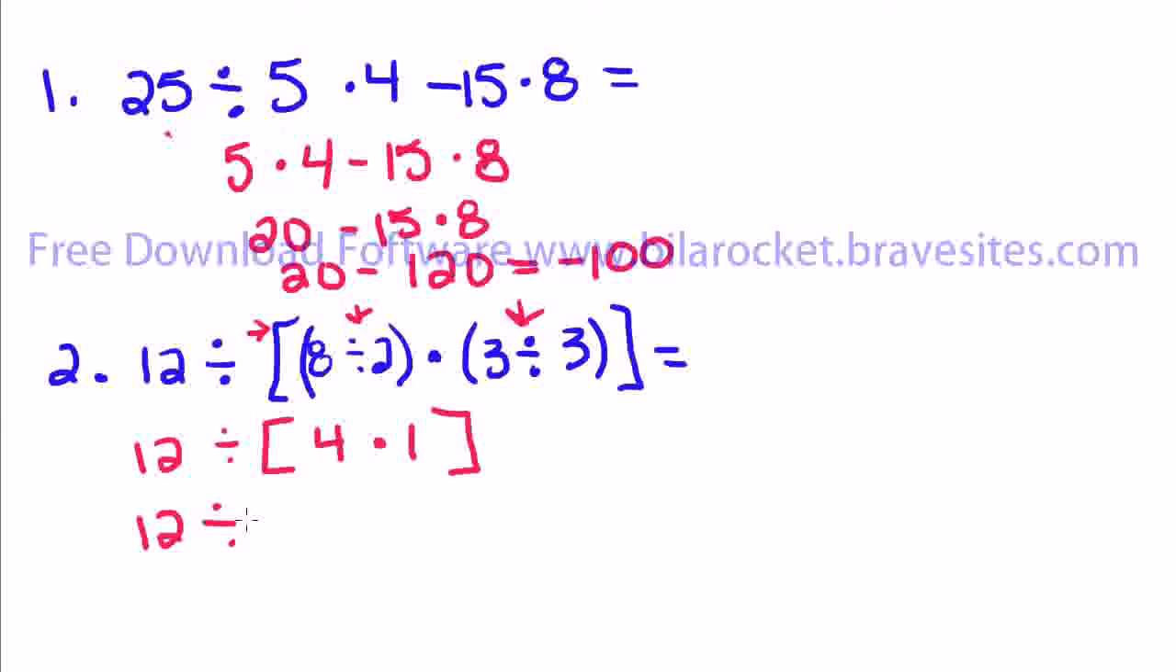So now what we do is what's inside brackets first. So 4 times 1, which gives us 4, and now we can do our exponents, but we don't have any. So then we go to multiplication and division, and the only thing left is division, so then we do 12 divided by 4, and we get 3.